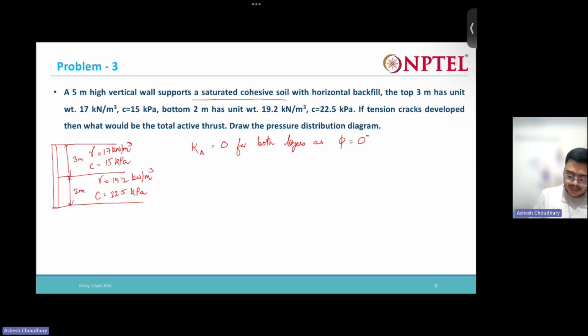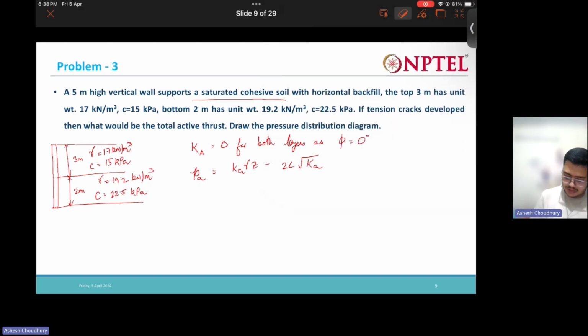Now what is the expression for the active earth pressure at any z? This is the expression. So what are you getting? Not 0, what did I write? I am extremely sorry. K is 1, right? Yeah, K is 1.